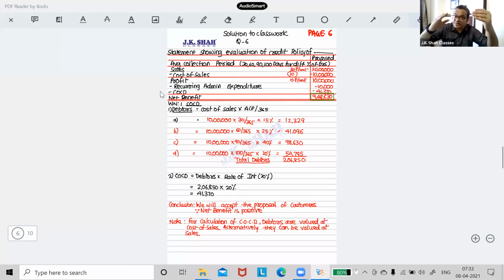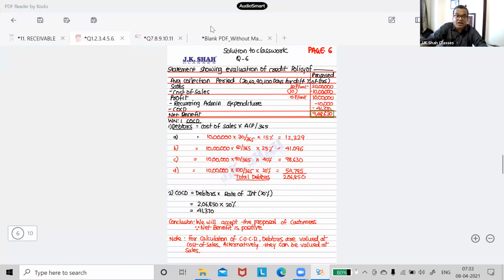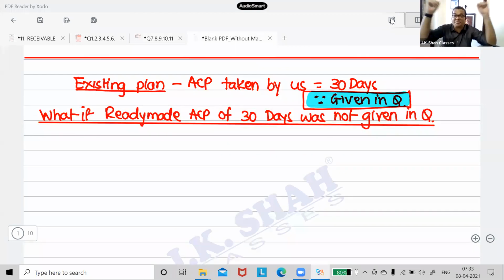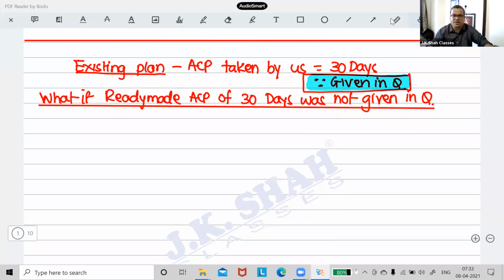So here we had different credit periods. Similarly, guys, in question number 7 also we have different credit periods. You people haven't registered that. Everybody is saying 45, 45, 45. Wait, listen to me. How does it go? See, we have two categories of debtors.